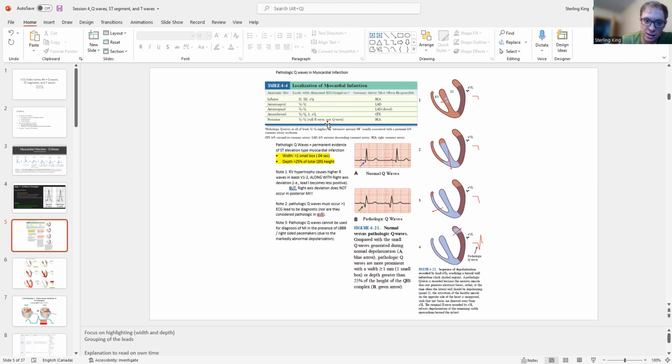Once you start practicing this, you get used to grouping the leads and you just recognize there's an infarct in that area. What was that area? It's in the left side. Okay, what artery supplies it? Left circumflex.